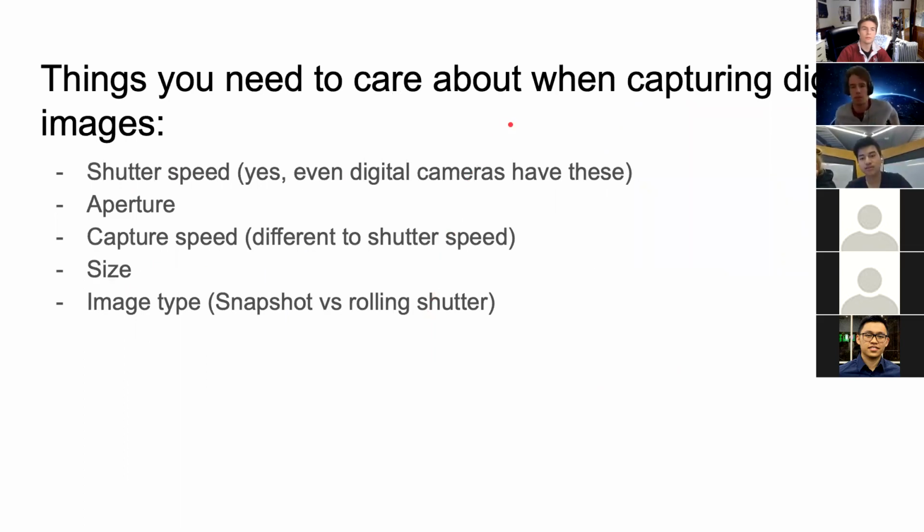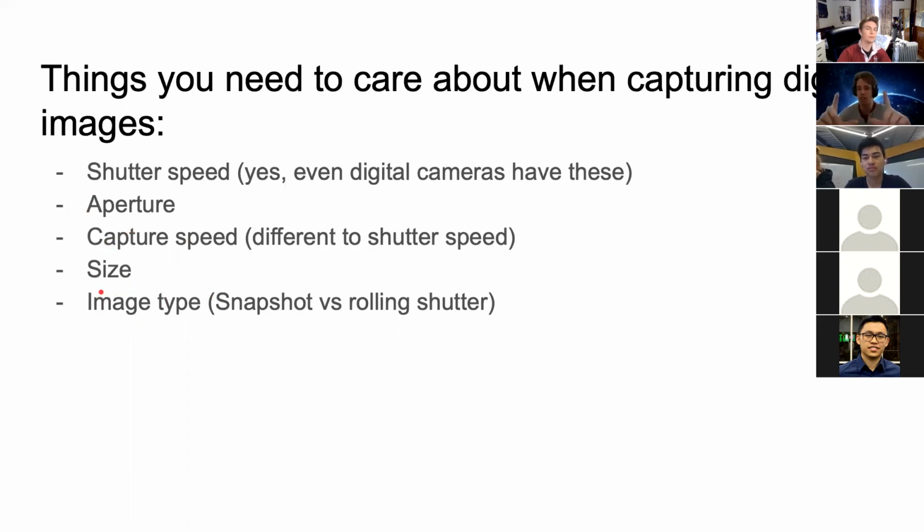So when you're capturing digital images, there are a couple of things from a hardware perspective that you need to think about, or at least be aware of, because they can change the properties of the images that you're going to use for some purpose. The main ones that I can think of are shutter speed, aperture, capture speed, which is slightly different to shutter speed, image size, as well as image type.